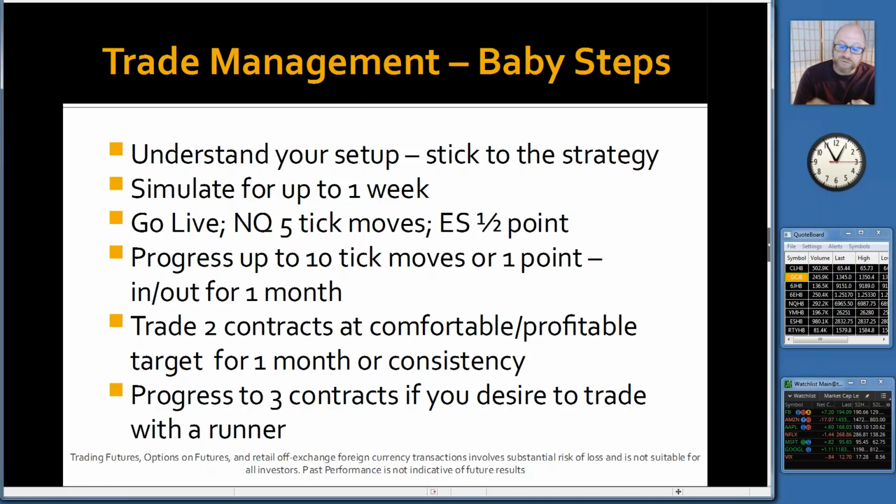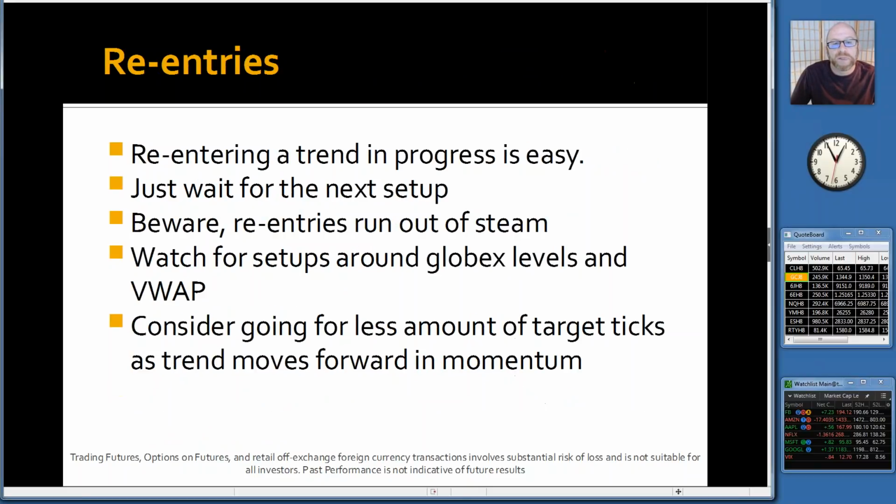All right. You can move up to trade 2 contracts at some point to be comfortably profitable. And then you can progress up to 3 if you desire to trade with a runner. So you can progress into that T3 kind of trend where price action might run away, and all of a sudden now you have a runner. So that's the beauty of this S3 strategy in being able to ride a trend.